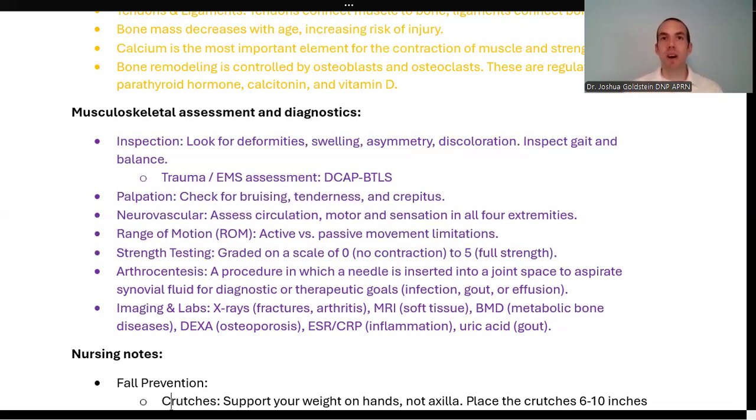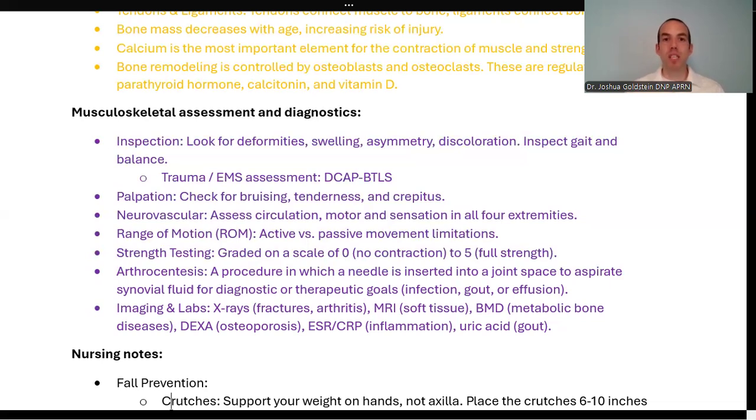Neurovascular, that's going to involve the neurological system as well as the cardiovascular system. But in terms of musculoskeletal, that includes checking their pulse, their motor, and their sensation. So we usually use the acronym CMS, circulation, motor, sensation. Circulation is, do they have a pulse? Motor, are they able to move it? Sensation, are they able to feel in that extremity?